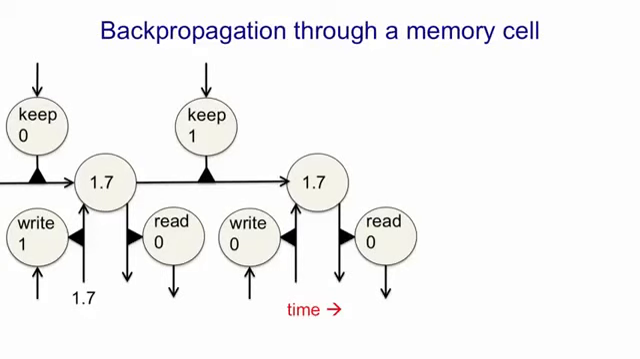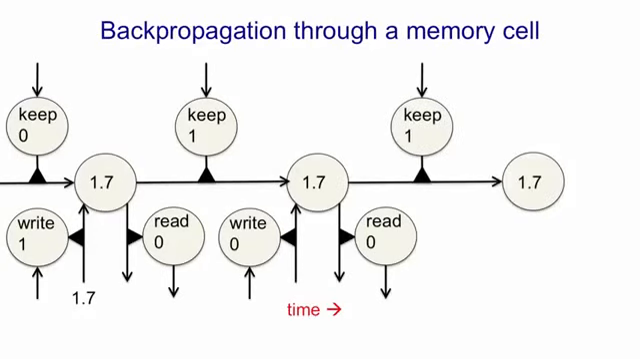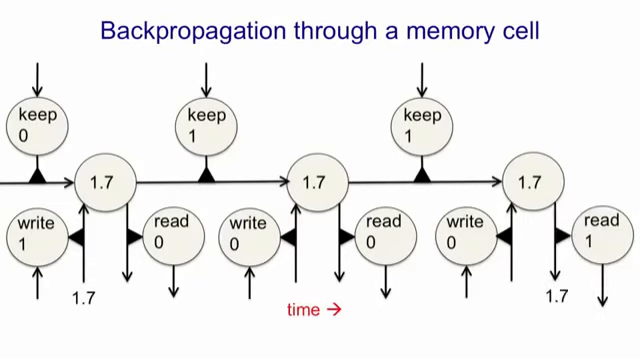It's insulated. Again, at the next time step, the keep gate is set to 1, so the information is stored for one more time step. And then we're going to set the write gate to 0, so no information is written in, but we're now going to retrieve the information by setting the read gate to 1. The value of 1.7 then comes out of the memory cell and goes off to influence the rest of the network. And if we don't need it anymore, then the keep gate can be set to 0 and the information will be removed.